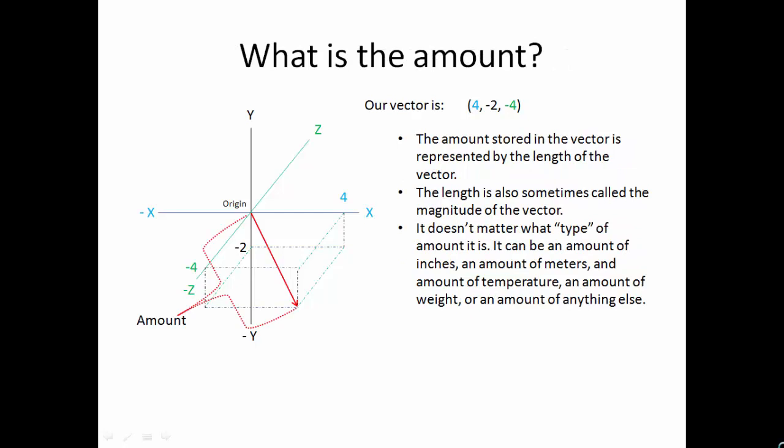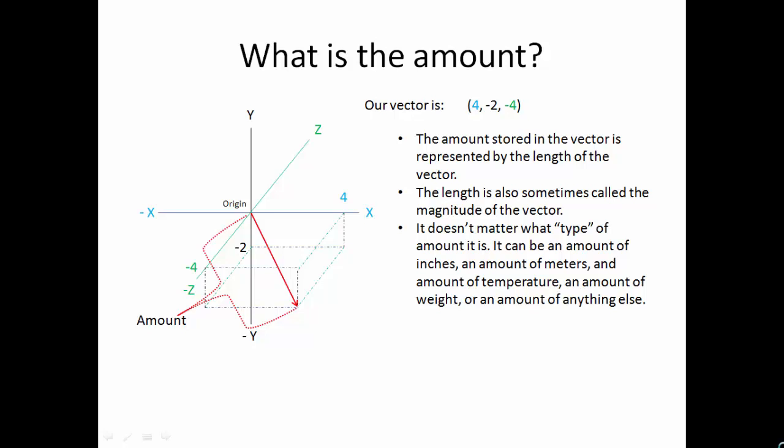Here in this drawing, the length of that vector is its amount. The amount stored in the vector is represented by the length of the vector, the length of the arrow. The length is also sometimes called the magnitude of the vector. It doesn't matter what type of amount it is. It can be an amount of inches, meters, temperature, or weight. It can be an amount of basically anything, as long as the vector represents the direction of something and the amount of something. That could be any something.